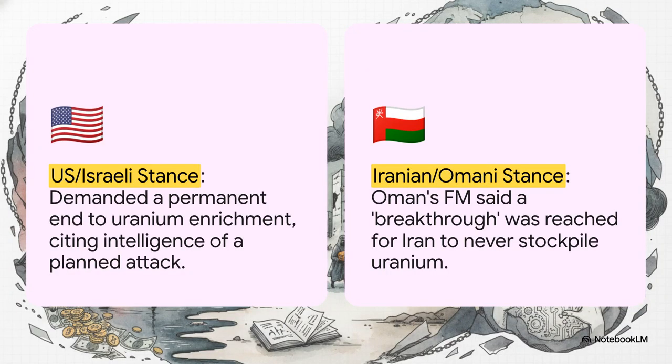So what was the final nail in the coffin for diplomacy? Well, it really depends on who you ask. On one side, you had the U.S. and Israel, and they were demanding a permanent, total end to uranium enrichment. They said they had intelligence that Iran was planning an attack. But on the other side, you had the Omani mediators who were saying, hey, a breakthrough was within reach, and that Iran had agreed never to stockpile enriched uranium. In the end, it seems like diplomacy just failed because the two sides were on completely different planets. Their positions were just irreconcilable.